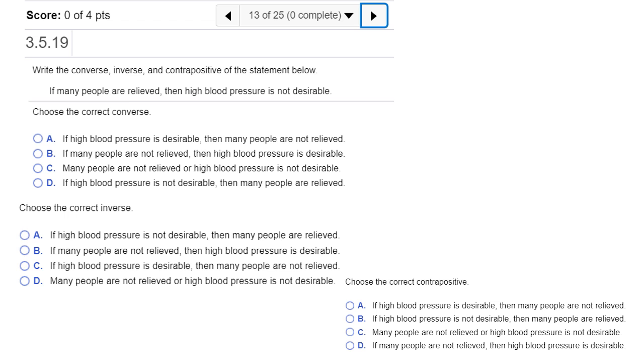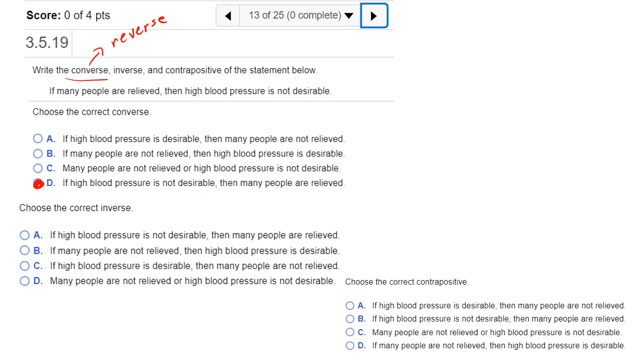Here for question 13, we're going to find the converse, inverse, and contrapositive. Now converse just means to reverse the order. So if I started with many people are relieved, then high blood pressure is not desirable, I need high blood pressure is not desirable first, then many people are relieved. So converse is simply reversing the order.